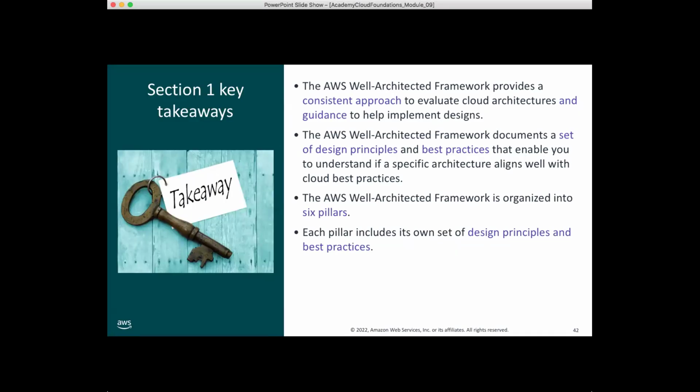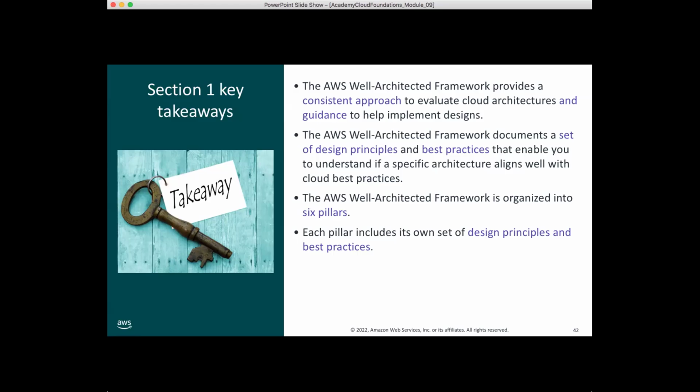Section 1, key takeaways. The AWS Well-Architected Framework provides a consistent approach to evaluate cloud architecture and guidance to help implement designs, right? The framework documents a set of design principles and best practices. So it gives us design principles. Based on that, you have best practice areas. Those categories in the best practice areas contain a few questions that enable us to find the solution closest to the best solution for our need, to understand whether the specific architecture aligns well with cloud-based practices.